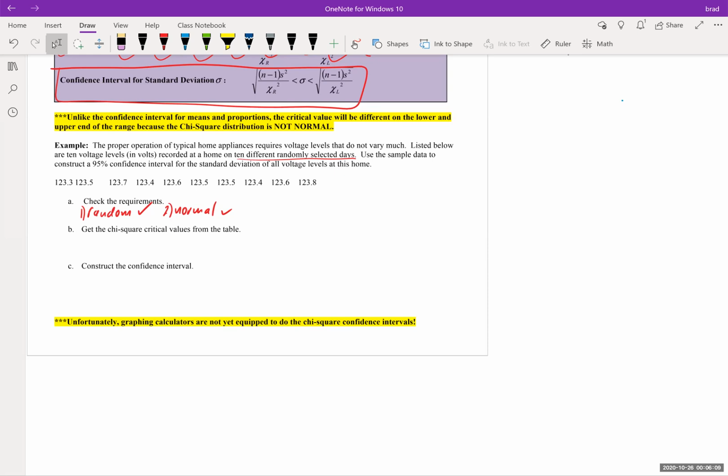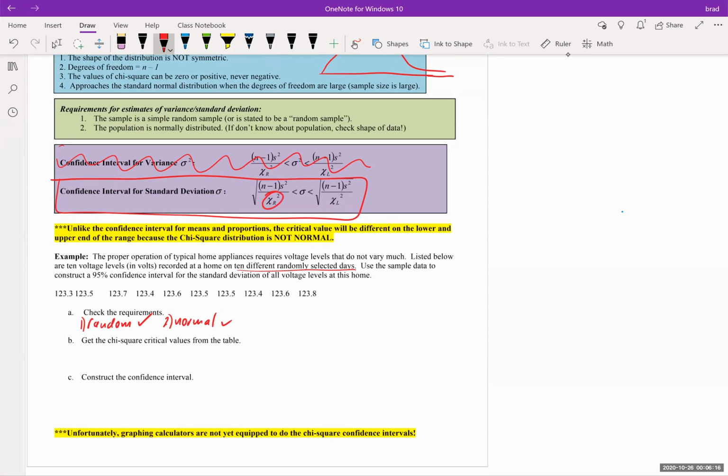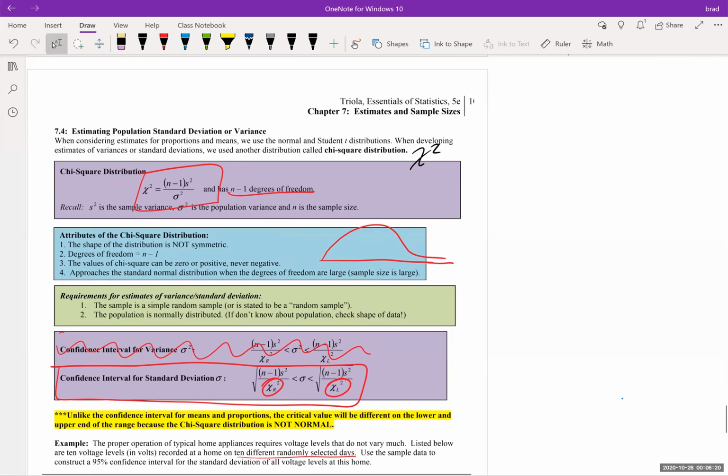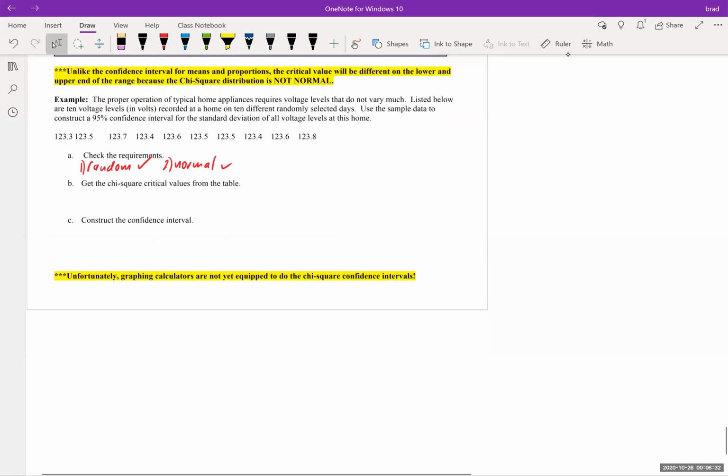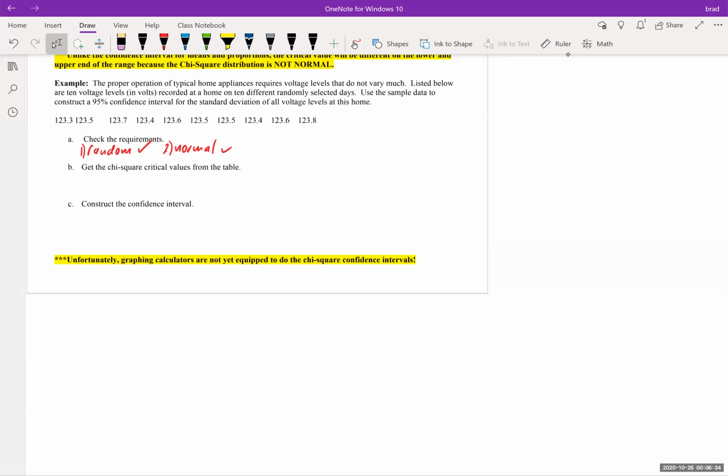And then it says, get the chi-squared critical values from the table. So what we need to realize is this is our chi-squared right, and this is our chi-squared left. We're going to find these critical values using the table because our calculators don't have as many chi-squared features as they do for normal. So I'm going to take out my calculator and plug each one of these values into the calculator.